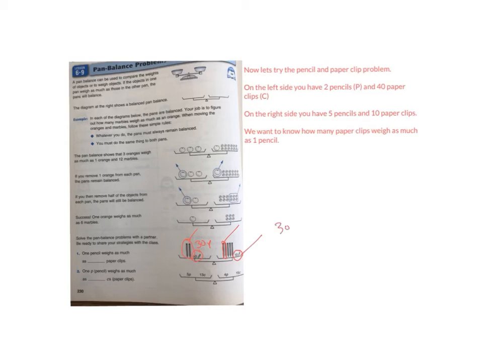So now I have 30 paper clips on the left side, 3 pencils on the right. Well, I'm trying to figure out how many paper clips equals 1 pencil, so this now becomes a division problem. 30 divided by 3 is 10, so we are left with 10 paper clips equaling 1 pencil.